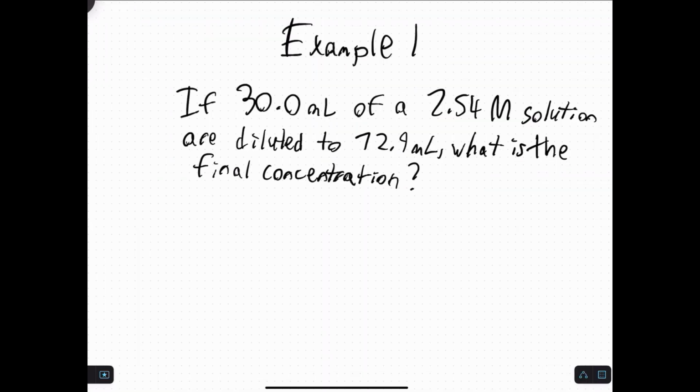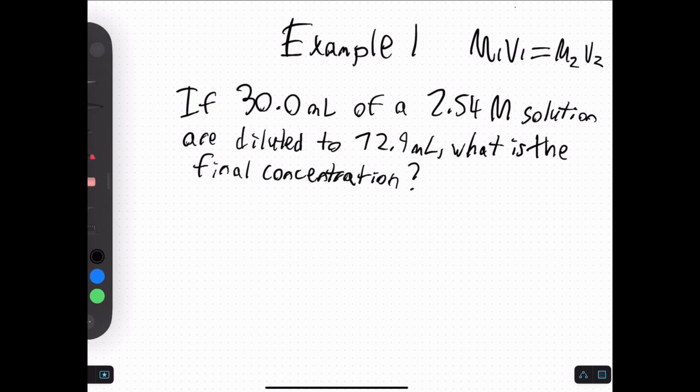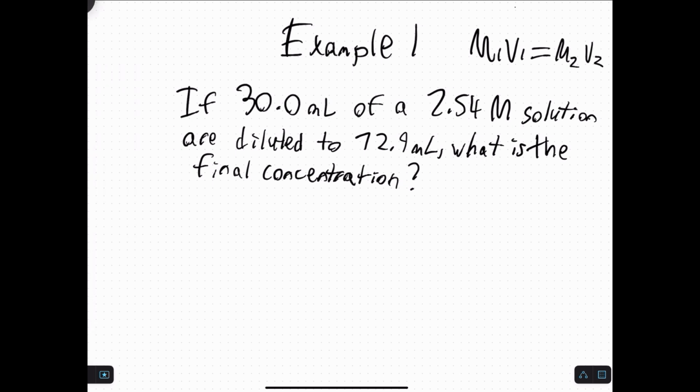So for our first example of M1V1 equals M2V2, we have: if 30 milliliters of a 2.54 molar solution are diluted into a 72.9 milliliter solution, what is the final concentration? So how do we want to tackle this problem? I have your formula just up here, for ease's sake, so you can refer to it. So our first part is diluting, which is which part? Our 30 milliliters, is that volume or mass? That is volume, so we're going to highlight that.